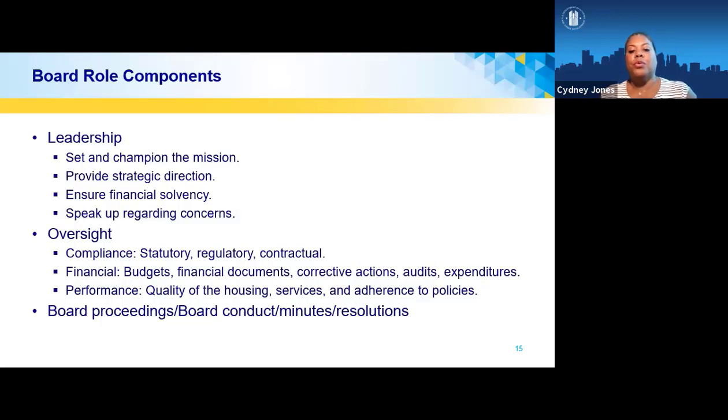Now, keep in mind, board proceedings, board conduct, meetings, resolutions, those also fall under the role of the board, overseeing the annual audit process, reviewing the audit with the executive director, and making decisions that reflect corrective actions when there are audit findings is also something that's super important for you as a board member. Let's take a look at the next slide.